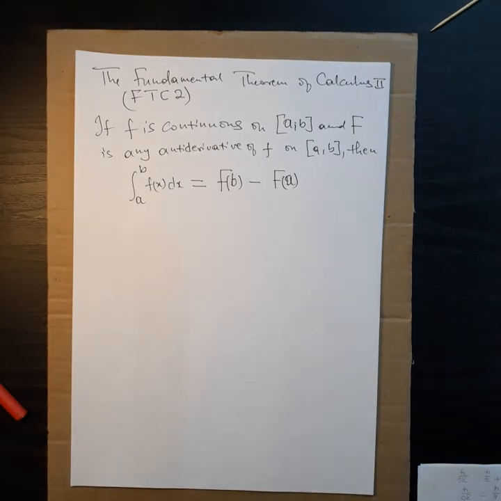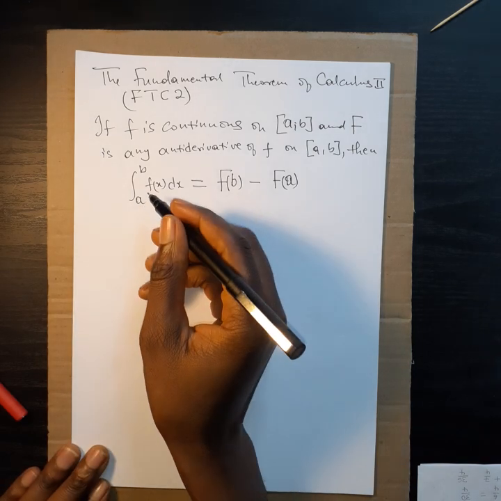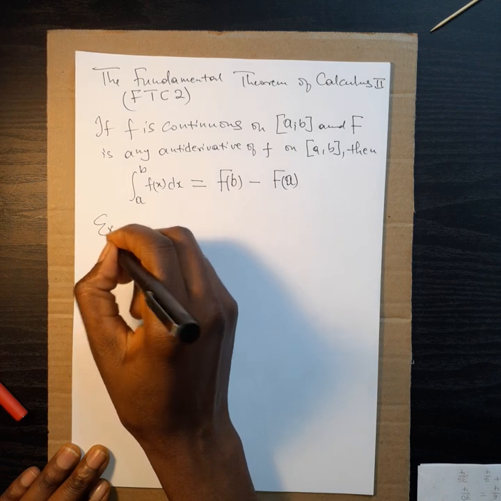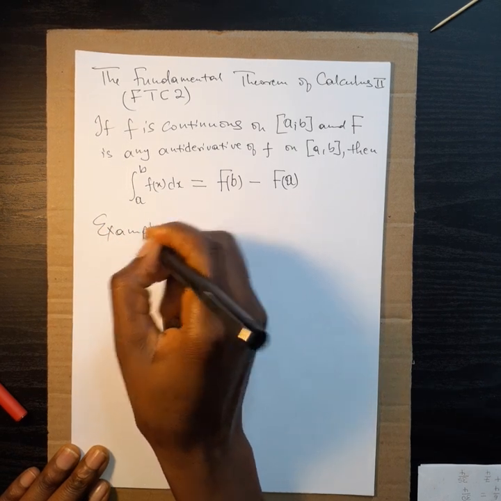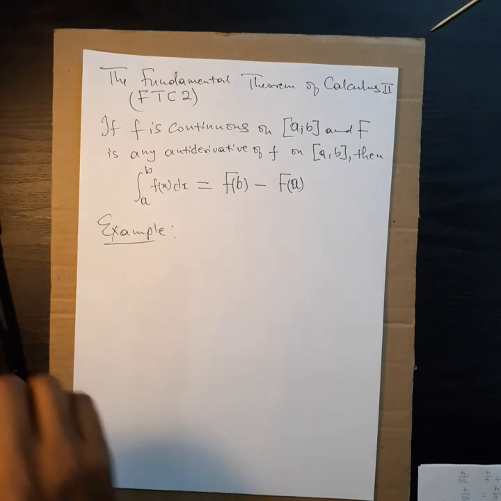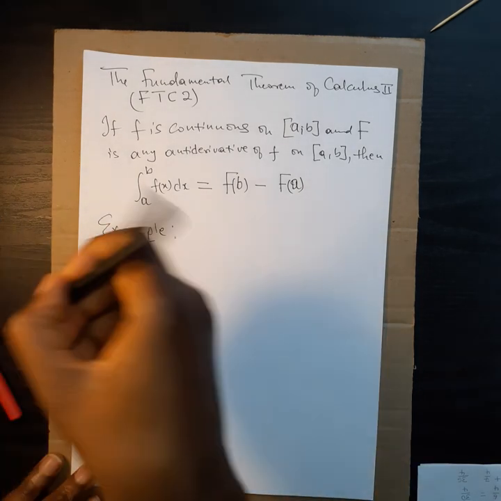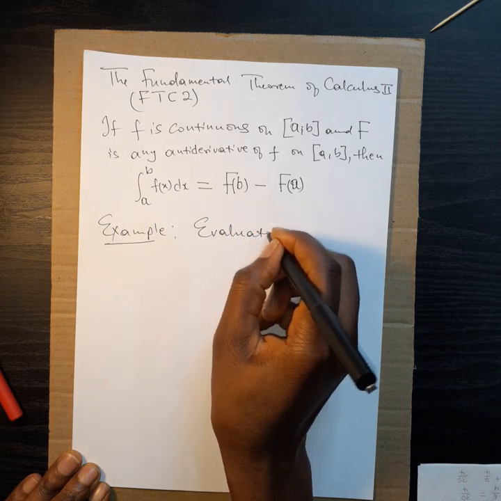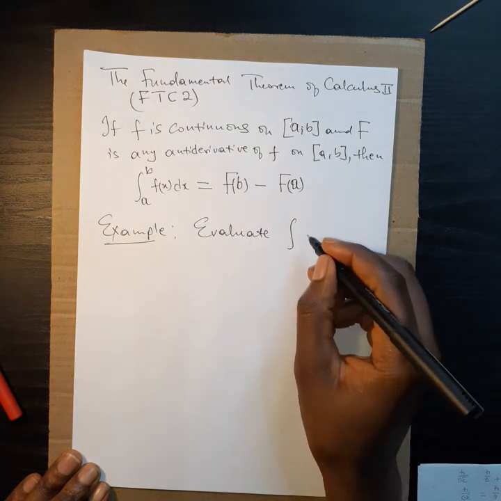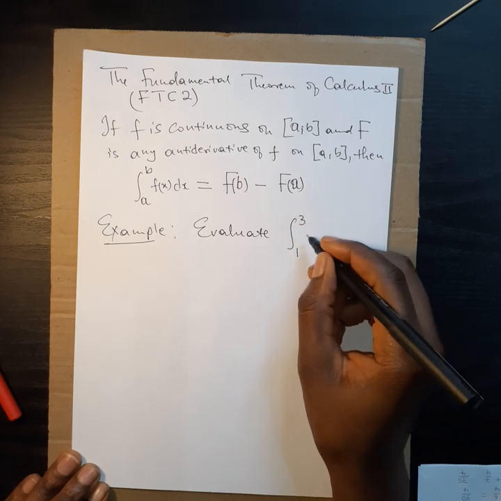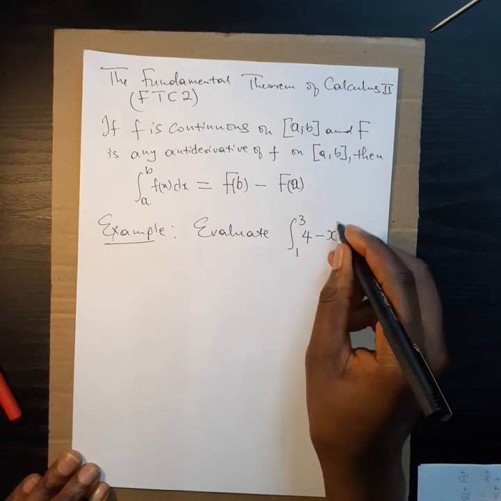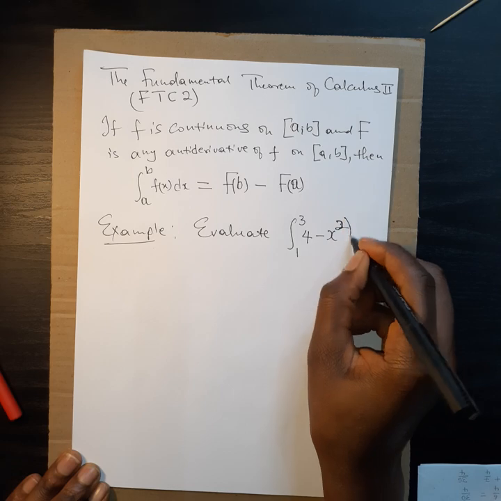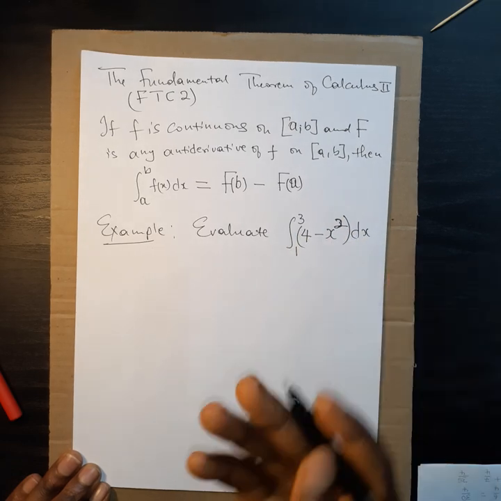So this is going to make our lives very easy, because this is what we were waiting for all along. Example. Let us evaluate. Let me continue with this one. Evaluate the integral from 1, say, to 3 of 4 minus x squared, let us put a square, dx, like that.